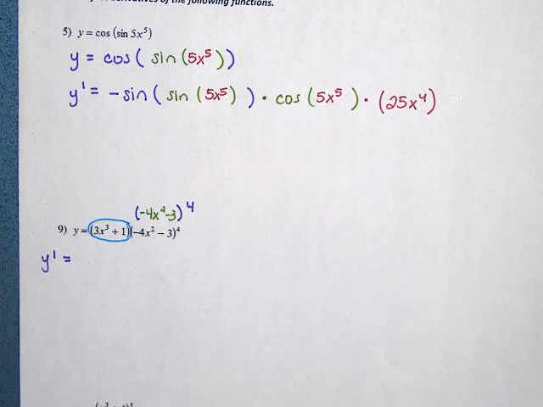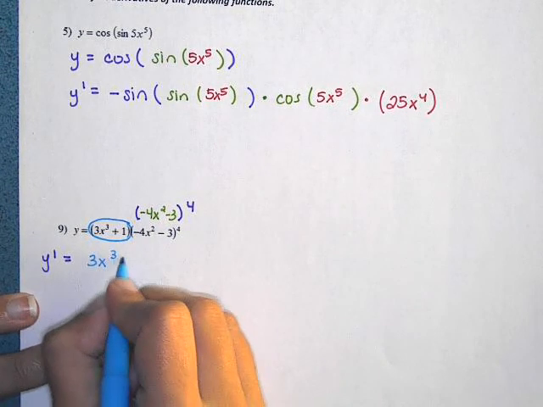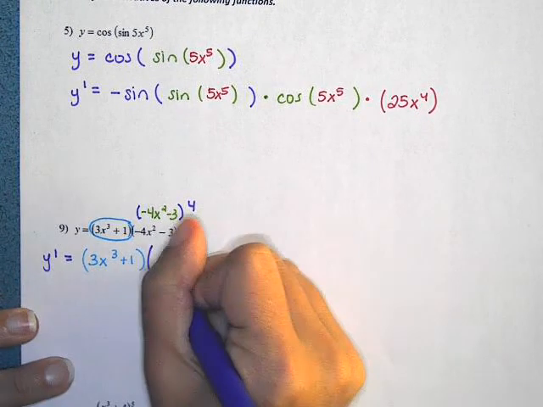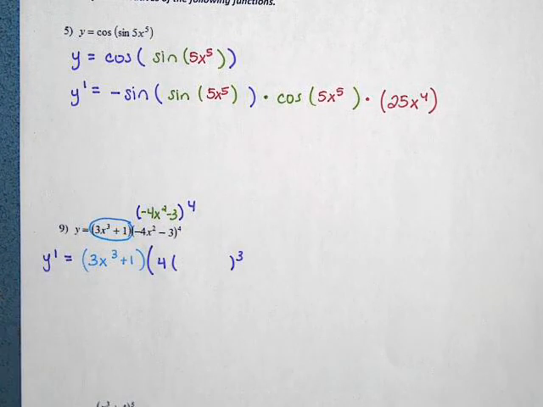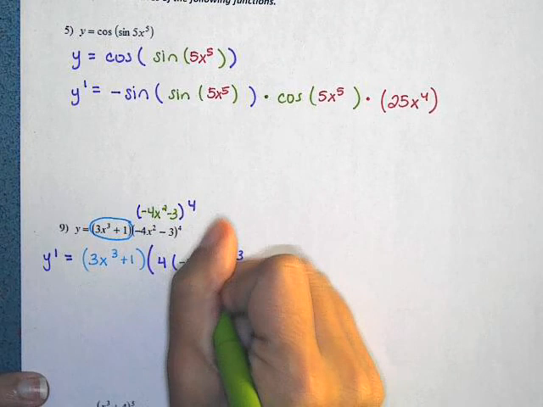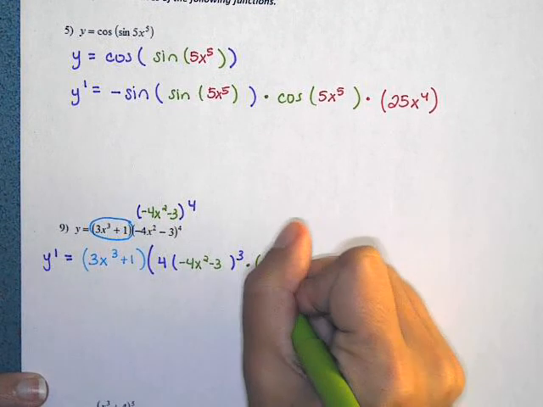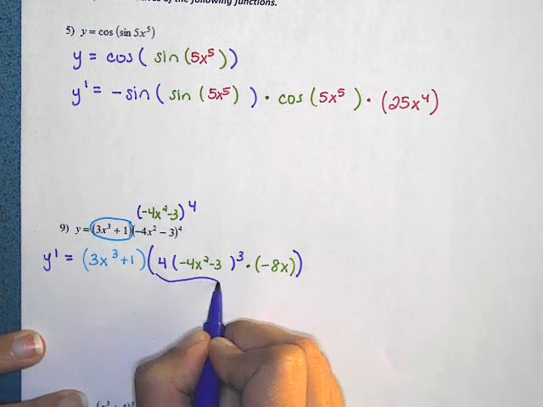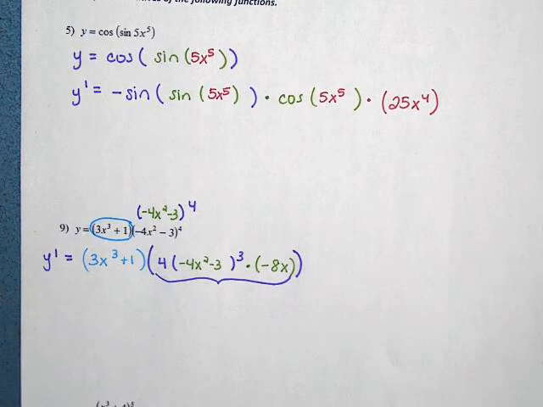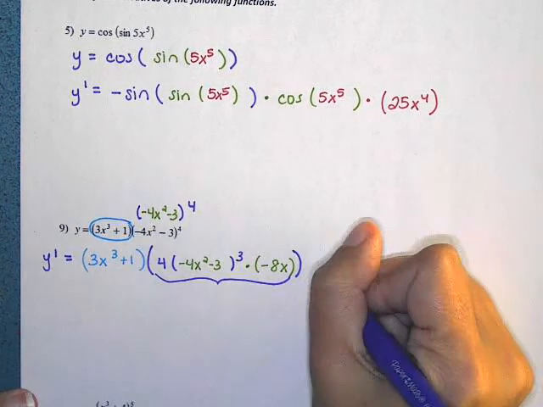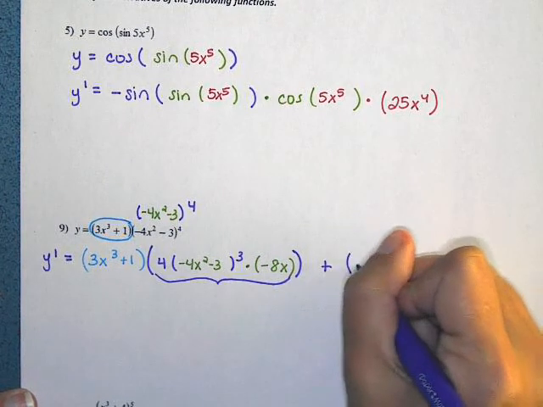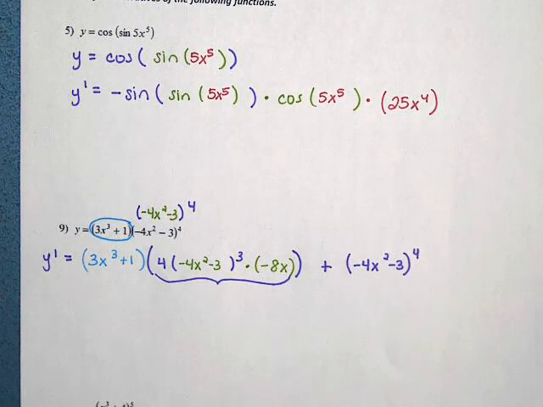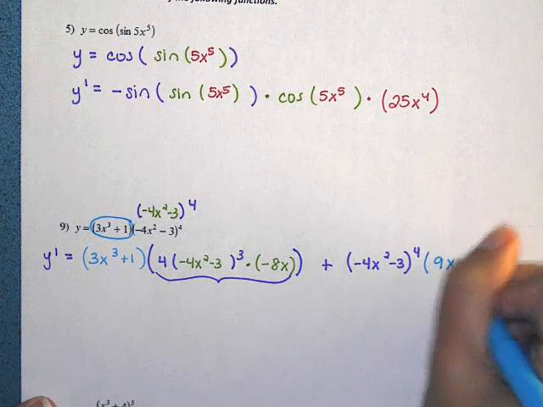Product rule says, copy the first one. Take the derivative of the second one. So I would drop the 4, leave the inside alone, times the derivative of the inside would be negative 8x. This whole thing right here is all the derivative of the second part. It's all one derivative. So now I'm going to put a plus sign. I'm going to copy the second part, which is negative 4x squared minus 3 to the 4th power, times the derivative of the first part, which is 9x squared.